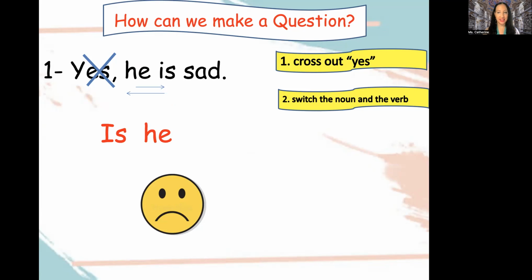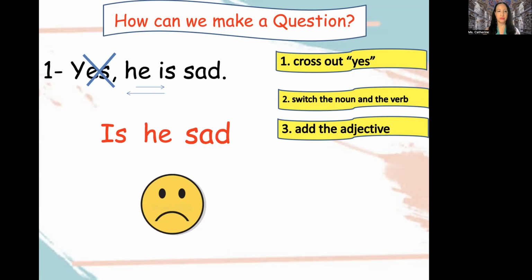Is he. Now we add the adjective. We are describing the person, right? What is he? Sad. Is he sad? Now we add the question mark. Okay, so this is how we can make a question using the verb to be using he is.